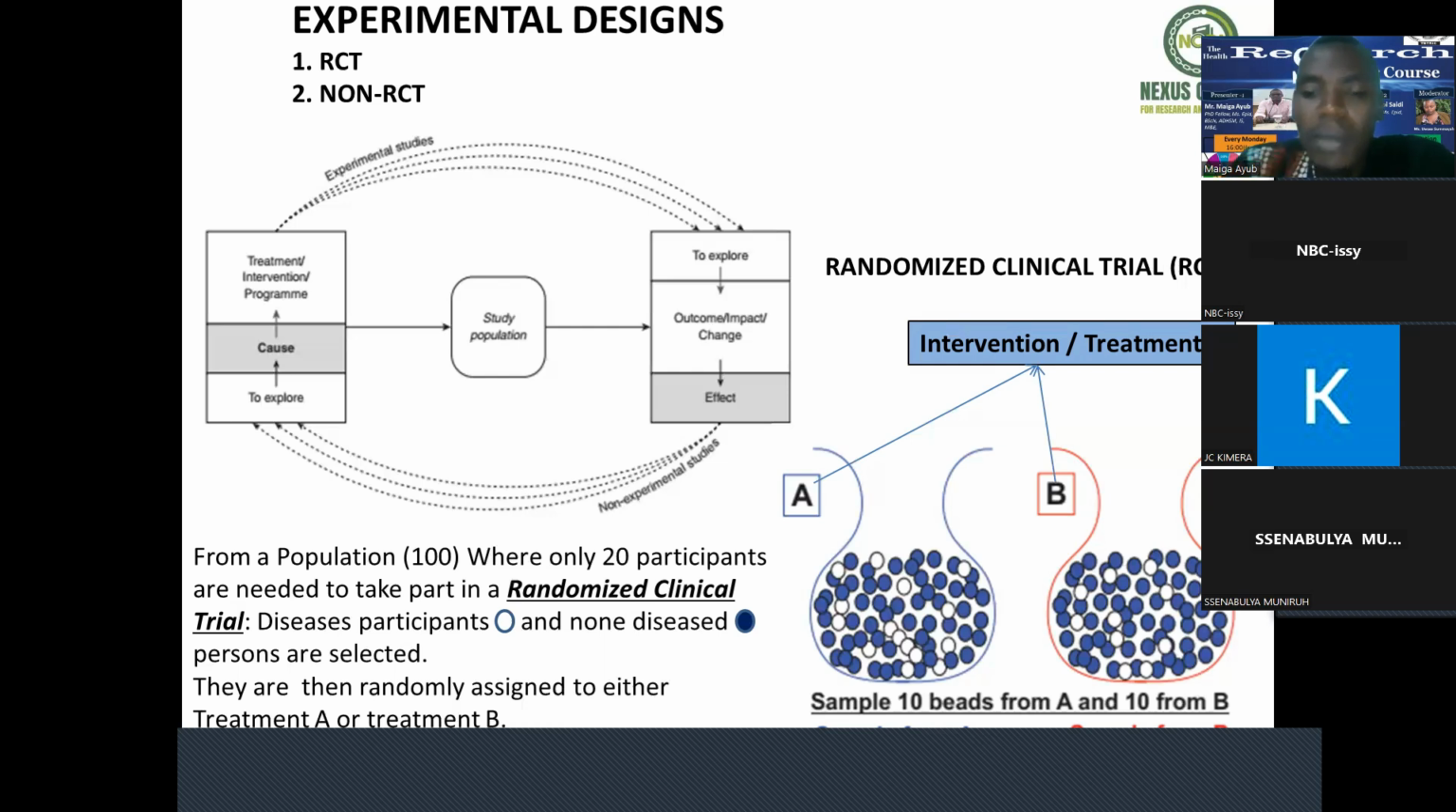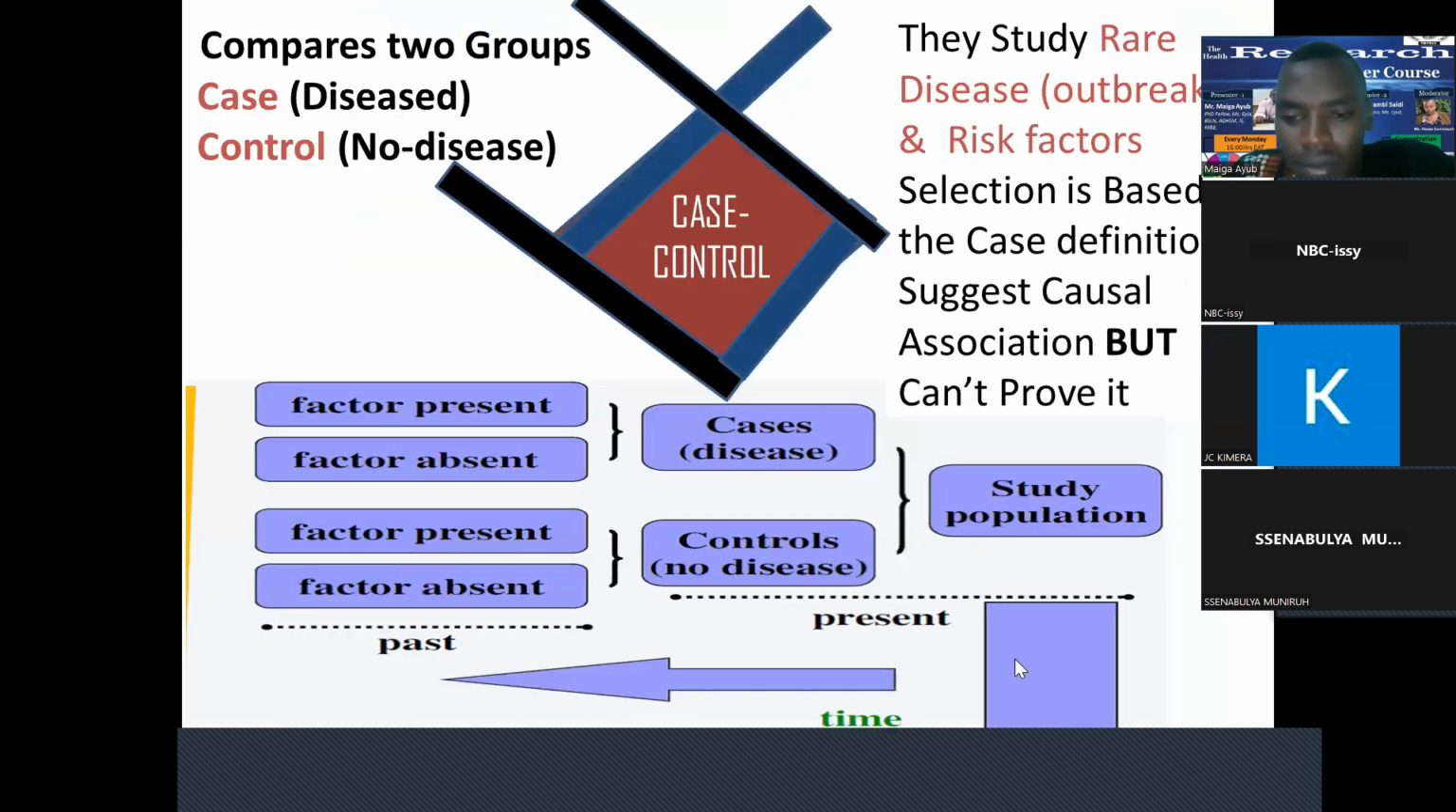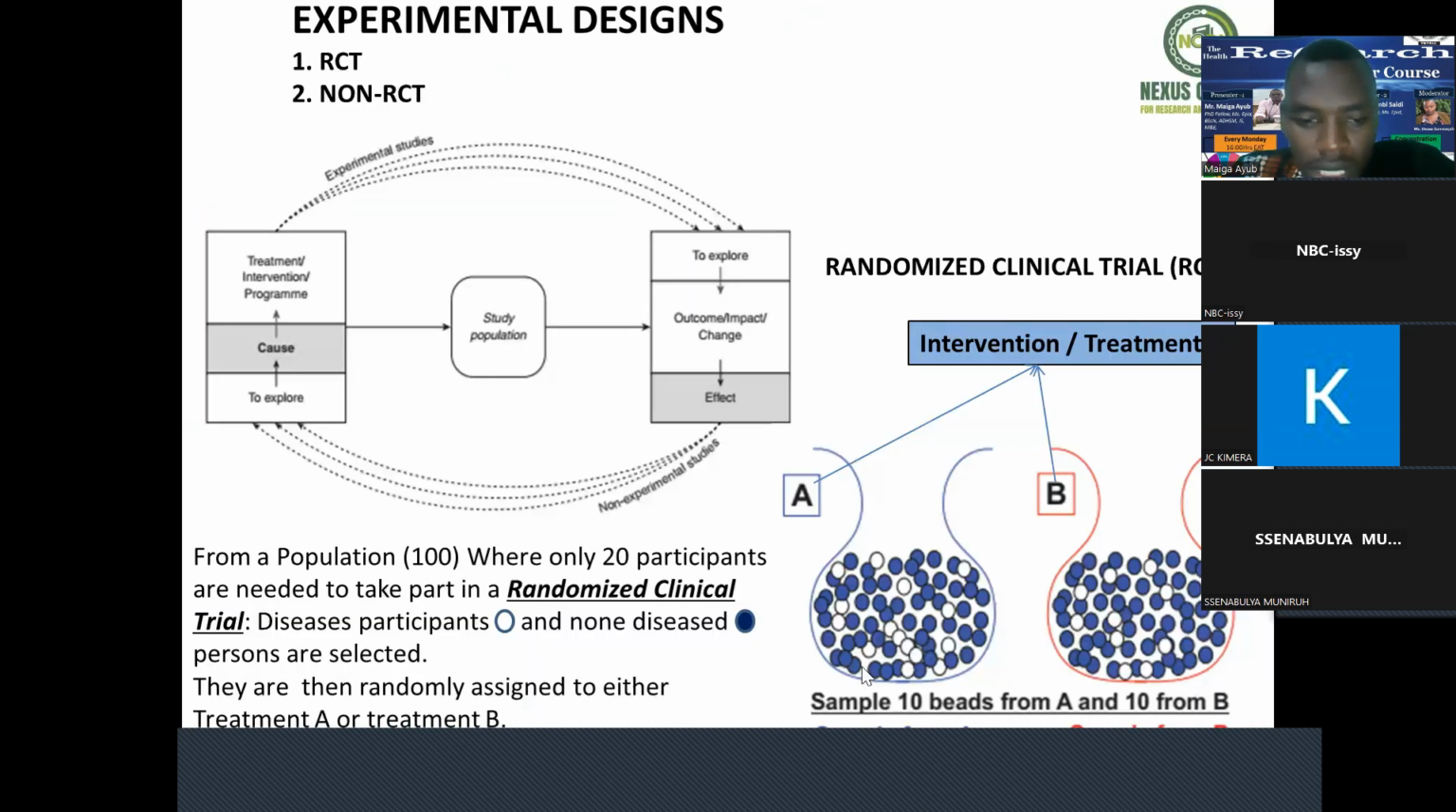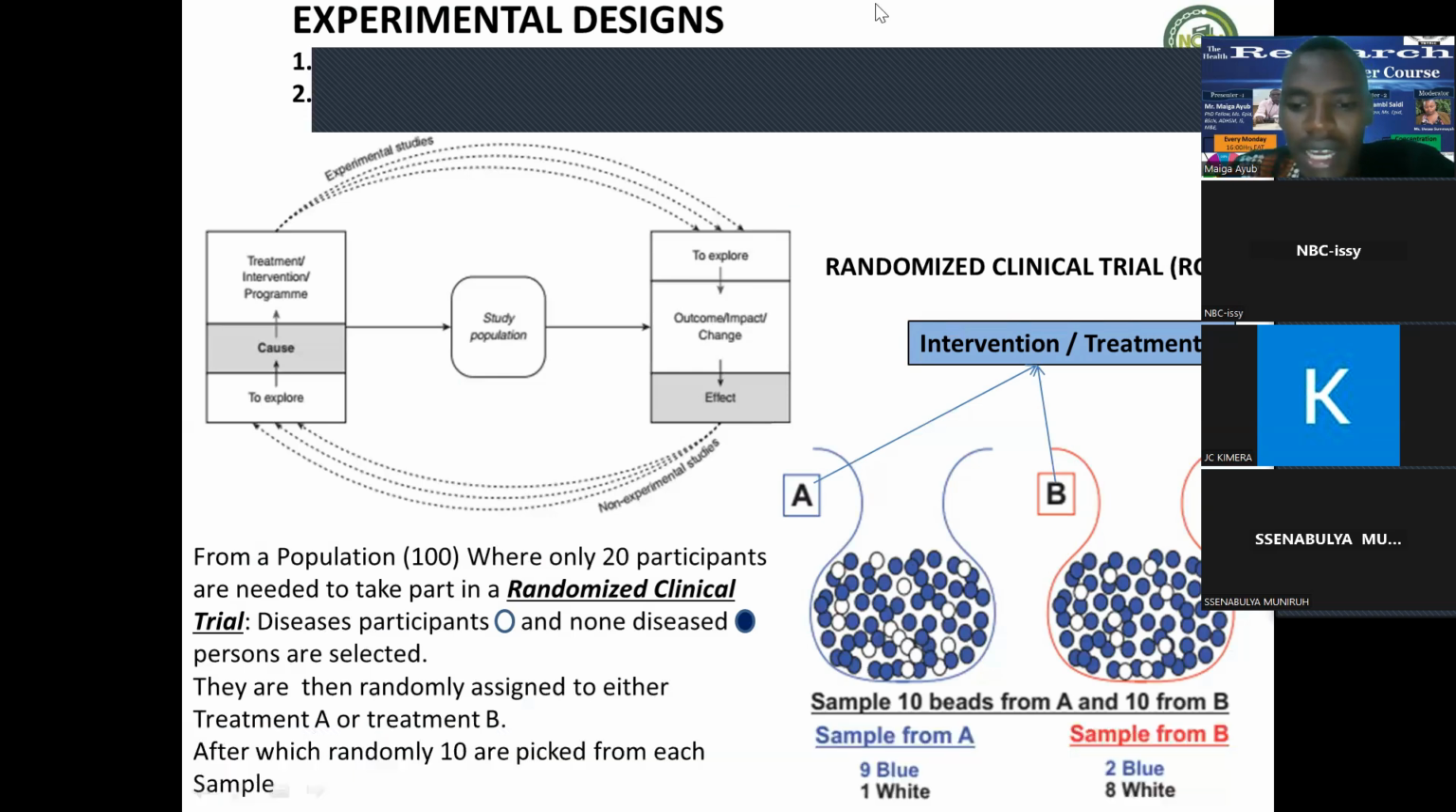So you pick from this bowl. I don't know whether you can see it clearly; let me put this up. Under the sample from A, we have 9 blue and 1 white, and the sample from B, 2 blue and 8 white. So we equally got participants from each of the bowls to participate in our study. And this was randomized. It was by chance. Every participant here, diseased or non-diseased, had the chance to participate in either arm A or arm B as the intervention. So this is simply an explanation of what randomization means.